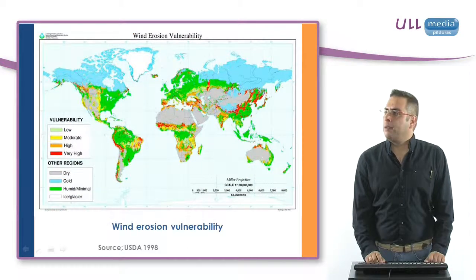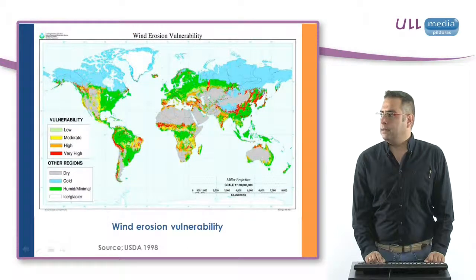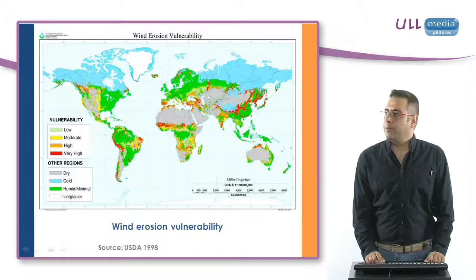As you can see in the map, you can see the wind erosion vulnerability. And you can see very high in some parts of the world, such as Spain, the north of Africa, or the north of Australia.